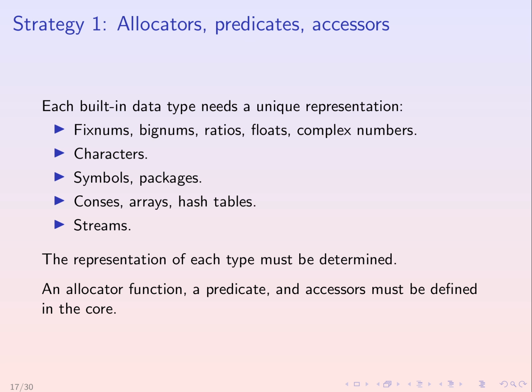We need a predicate for each one to say whether an object is of that type or not, and that predicate is written according to the unique representation that we chose. And finally, we need accessors. So for instance, the accessors for symbol would be at least symbol-package and symbol-name. And the accessors for cons would be car and cdr, or rplaca and rplacd. And all these functions need to be defined in the core so that we can use them in additional modules loaded later.